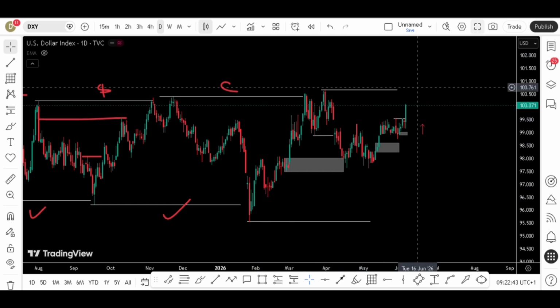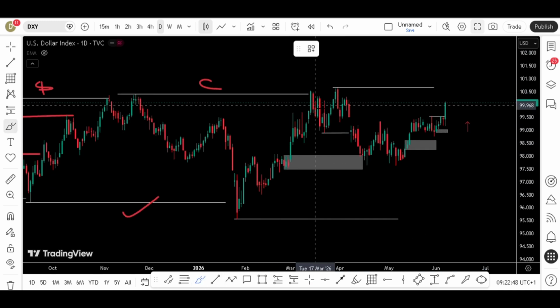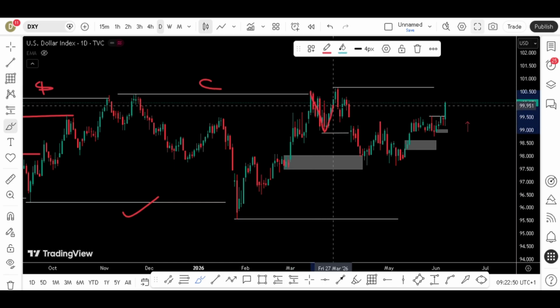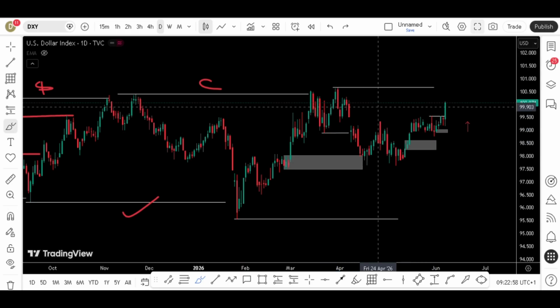What we need to do is to look for our inducements, and you can see the market created inducements. After the change of character, the market pulled back, then gave us another move. So this level serves as our liquidity point. We are not expecting to buy anything above that level.